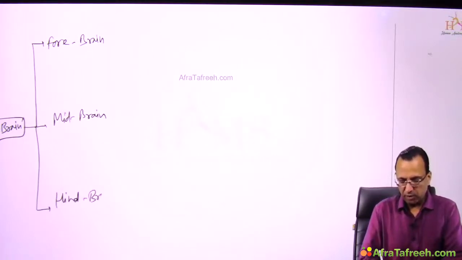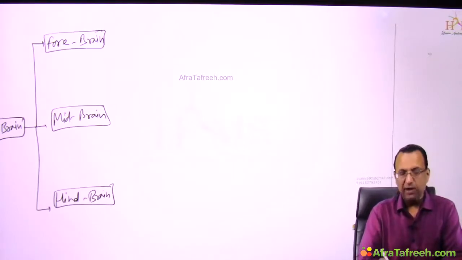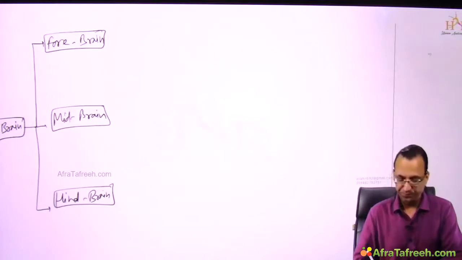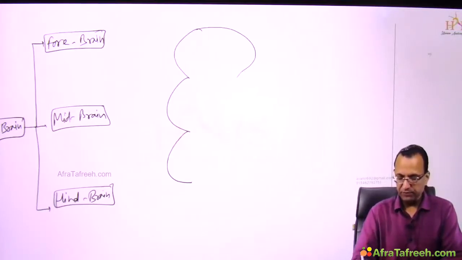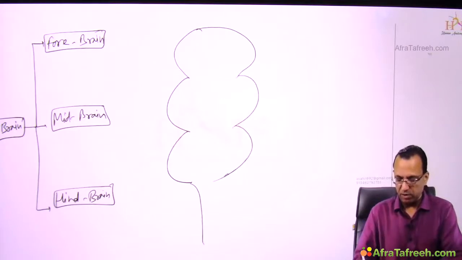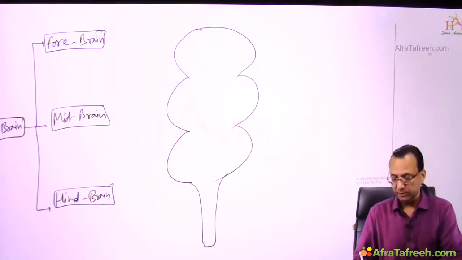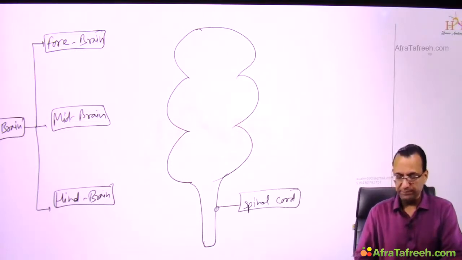Now, if you are talking about the three brain vesicles, what are they further going to divide into? That we will find, but first we draw the diagram. This is forebrain, midbrain and hindbrain. If that is forebrain, midbrain, hindbrain, this must be a spinal cord. Yeah, that is spinal cord.